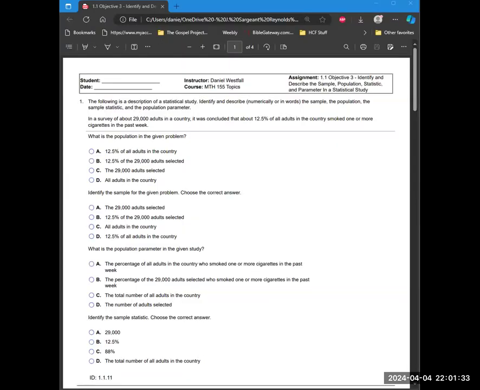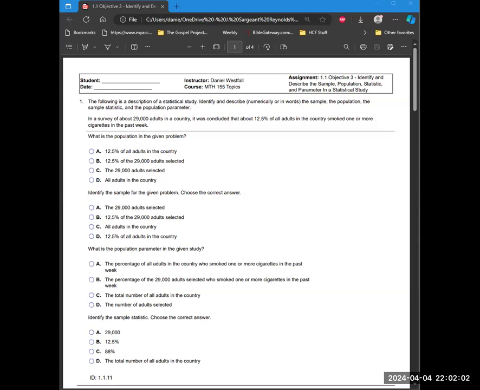In this video, we're going to talk about 1.1 Objective 3, where we identify and describe the sample, population, statistic, and parameter in a statistical study. So let's go ahead and look at our first question. The following is a description of a statistical study. Identify and describe numerically or in words the sample, the population, the sample statistic, and the population parameter.